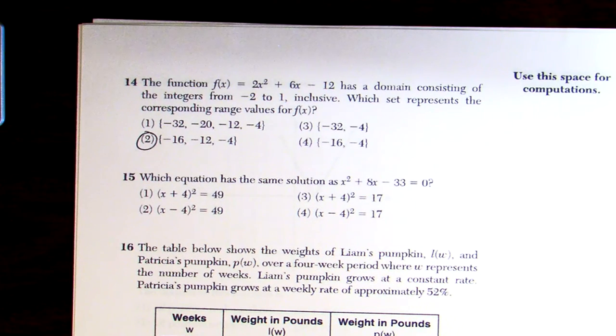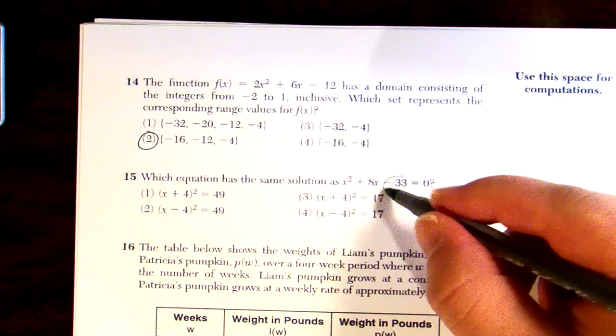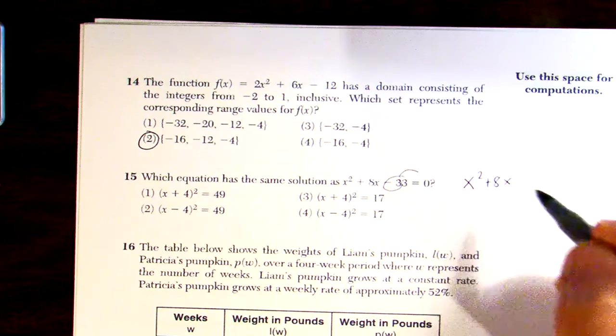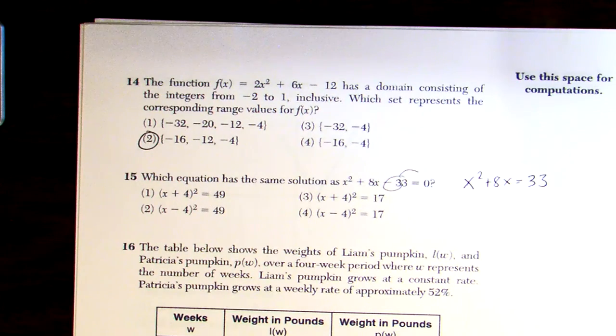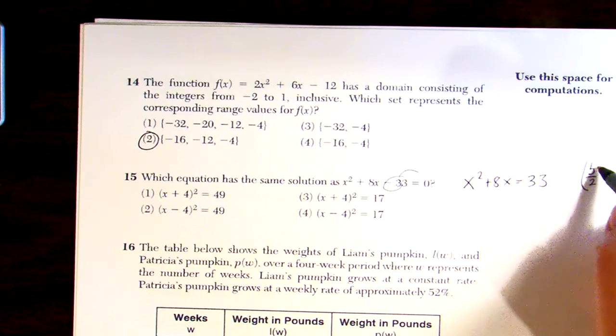15. Which equation has the same solution as x squared plus 8x minus 33 equals 0? Alright, so right off the bat, there's a few ways you can do it. We can actually go ahead and solve it by using that trick that we know, where we have the constant move over here. So we can have x squared plus 8x equals 33. And we can complete the square. So this is a completing the square problem by taking our b, putting it over 2, and squaring it.